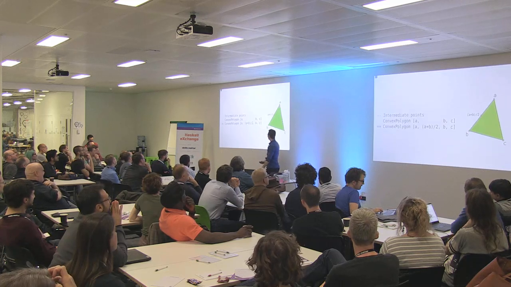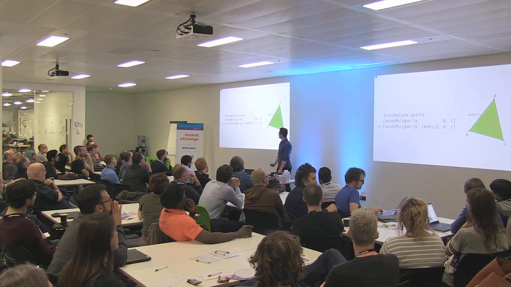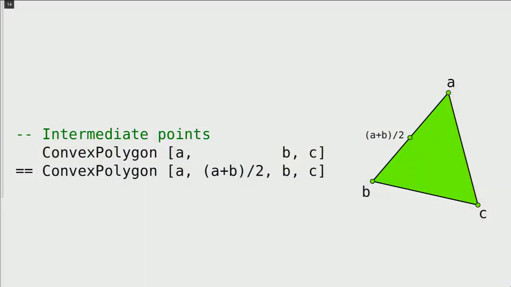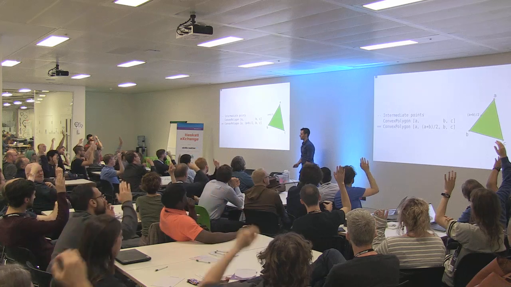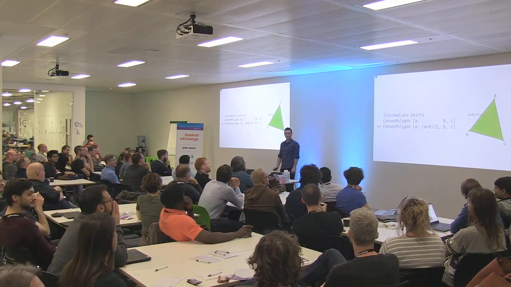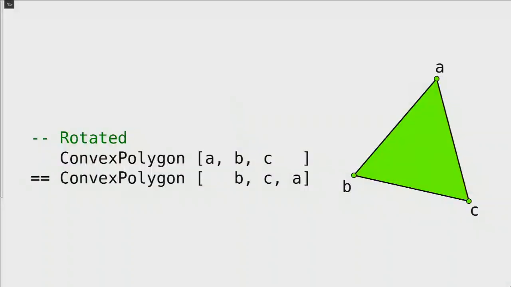All right, how about this? We have an intermediate point now, so it's in between these two. All right. Hands up for yes, they're equal. And hands up for no. All right, great. Generally, everyone seems to be in agreement, though.